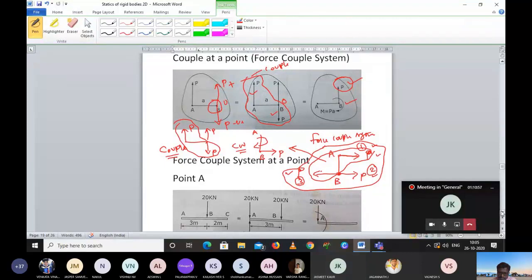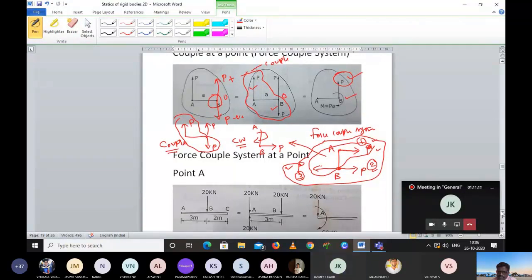So it is a moment only, no, sir? So it is creating a clockwise moment. Obviously, but when I'm saying moment, they will ask about with respect to which point. B. Very good. That I'm going to explain in the next one.